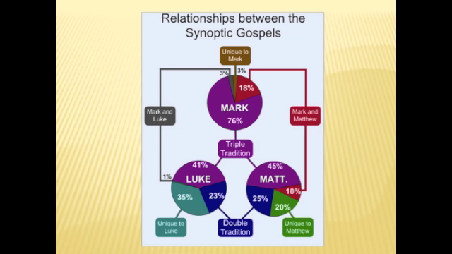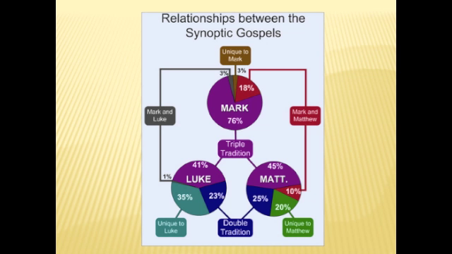Indicated in blue, we have what's known as the double tradition, and that is material that is common to both Luke and Matthew. The term double tradition can also be applied to material that's in common between Mark and Matthew. In this graphic, that's shown in red. It can also apply to material that's in common between Mark and Luke, and in this graphic, in gray.